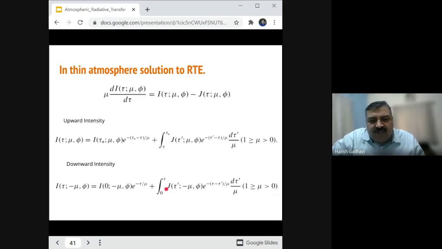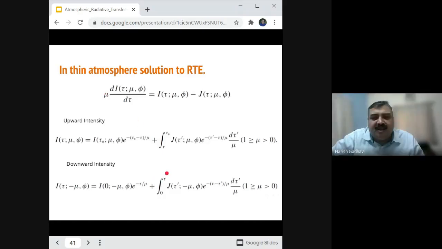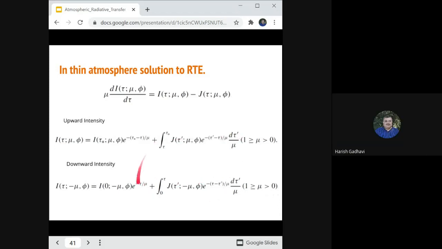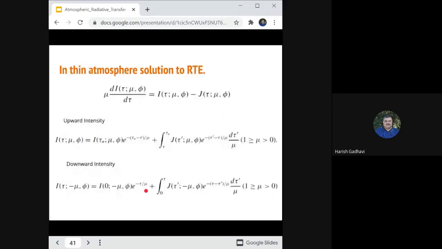What I want you to do as an exercise is find the solutions for the Earth's atmosphere, assuming it's plane parallel. We have already done this exercise for optical thickness, not for the plane parallel atmosphere, not for the optical depth. I want you to do this exercise for the optical depth, and you will get an answer that is similar to this one. Then we can take up the scattering, which I think we will start next week. So that's all. Thank you. Any questions?